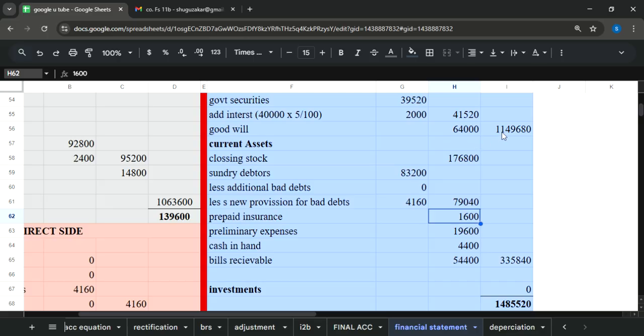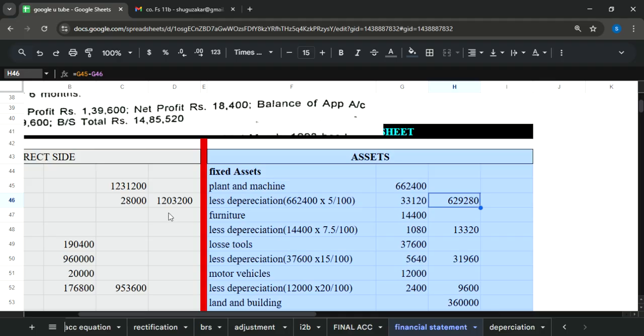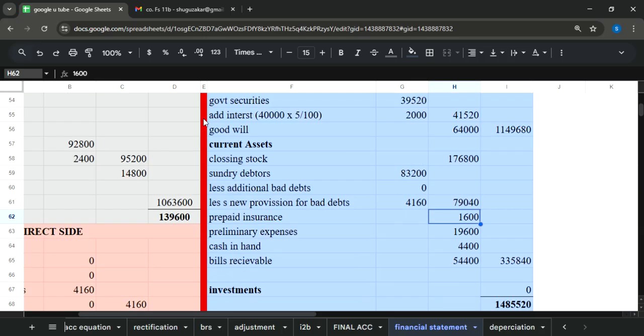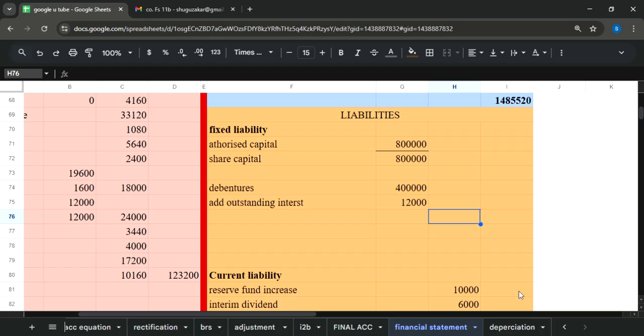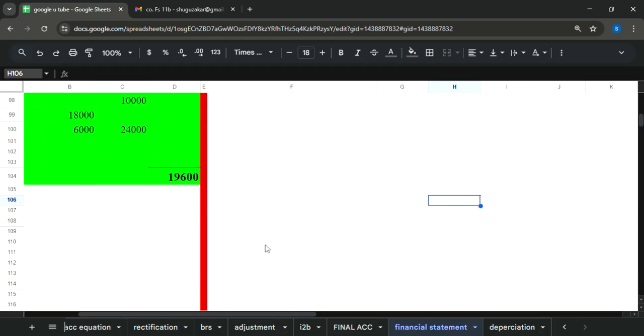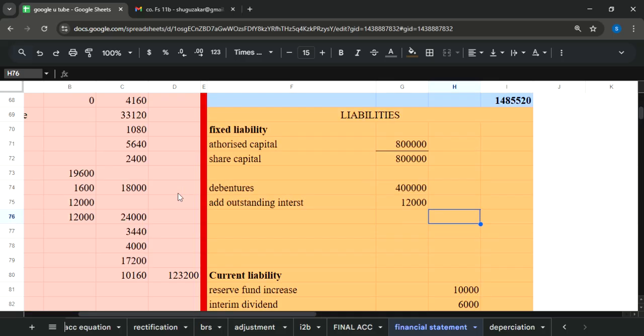Guys, total fixed assets are here, total current assets here, no investment, and the sum of these three amounts would be considered total of the asset side and total of the balance sheet as well. It means the answer would be available for the balance sheet. Let's match. Here, look, balance sheet total 1485,520 and our answer is 1485,520. So we are all good over here. Now the appropriation balance was 19600. Here its place is reserved.